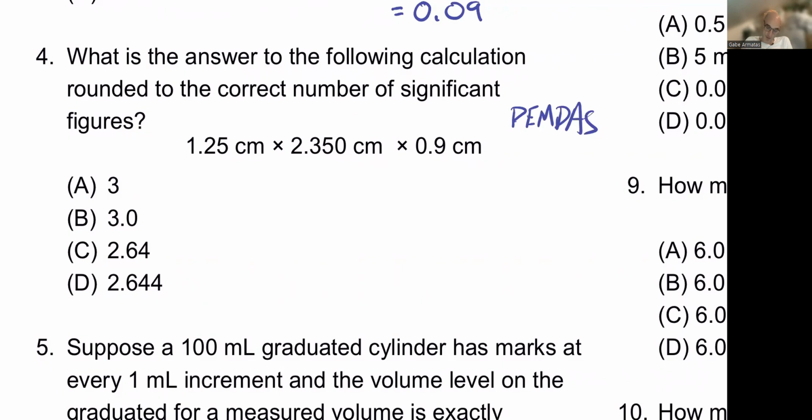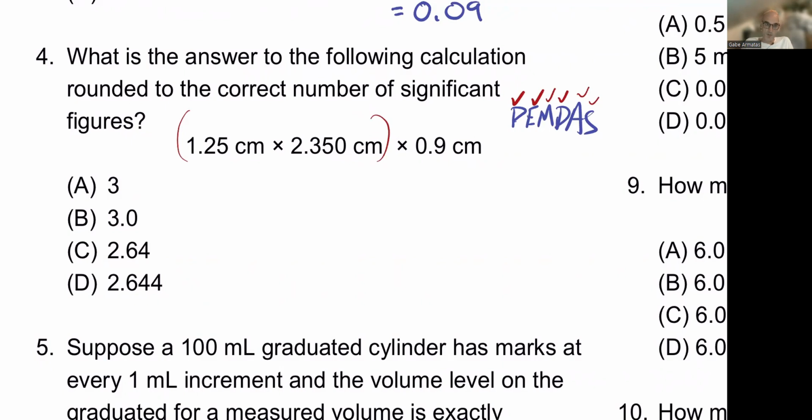So parentheses first. Okay. We don't have any parentheses. So we're good. Exponents or roots, we don't have any of those. Multiply and divide, we're going to do multiplication first. So we're really going to do that first. And then add, subtract. There's no add, subtract. We're going to do the 0.09 seconds.